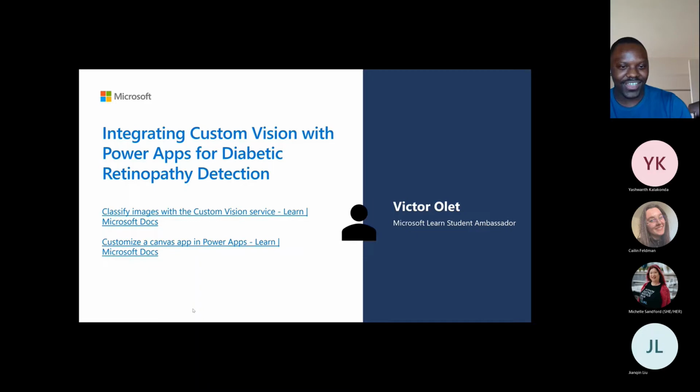The topic for today, as titled, would be integrating Custom Vision with Power Apps for diabetic retinopathy detection. And this is one of the great ways where you can implement AI in the health industry. And so we're going to explore that a bit later. Linked on the title are some Microsoft Learn paths that you can look into if you want to be a bit more versed in these topic areas.